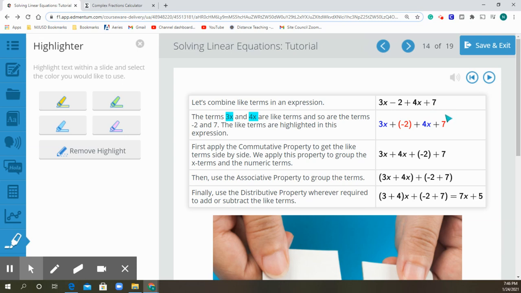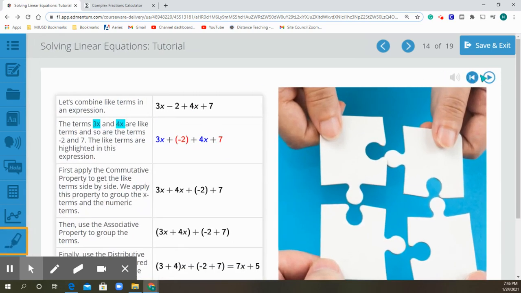All right, so the negative 2 and the 7 are like terms. I can't highlight that one. Okay, I'm going to continue on.